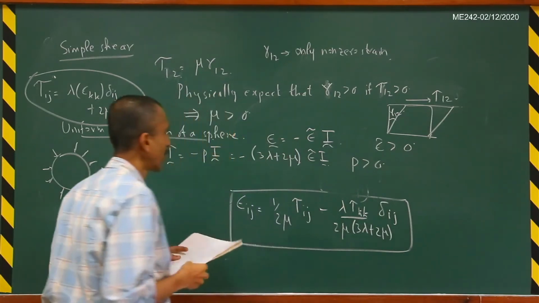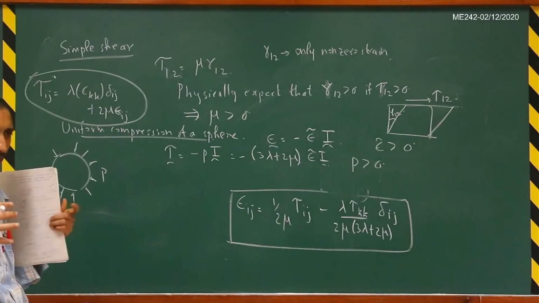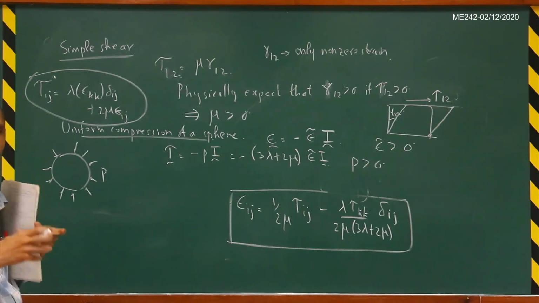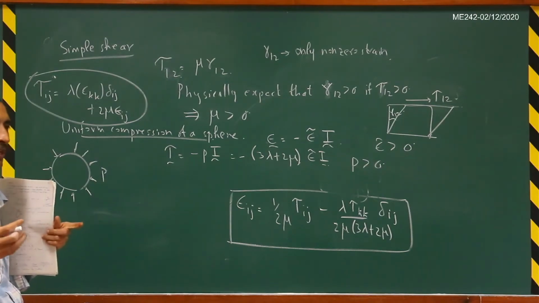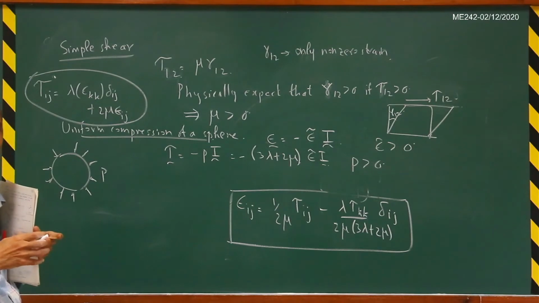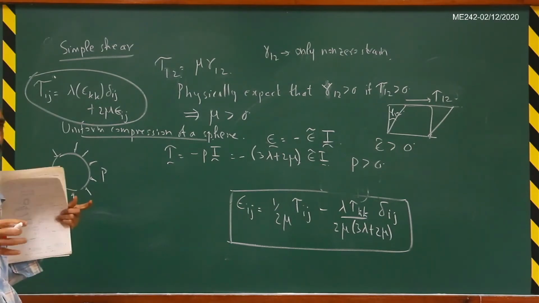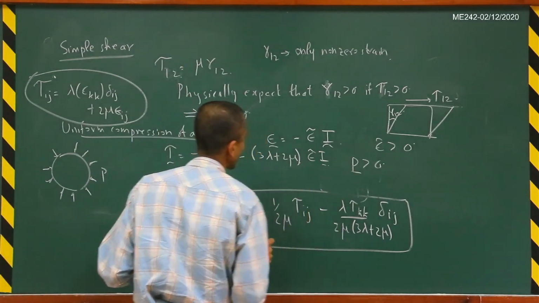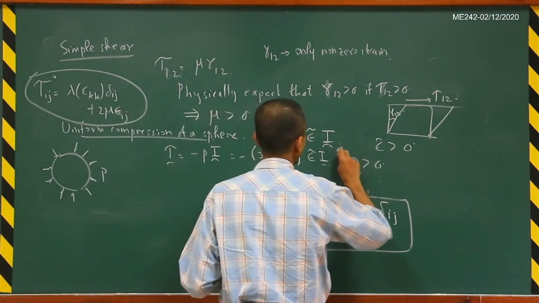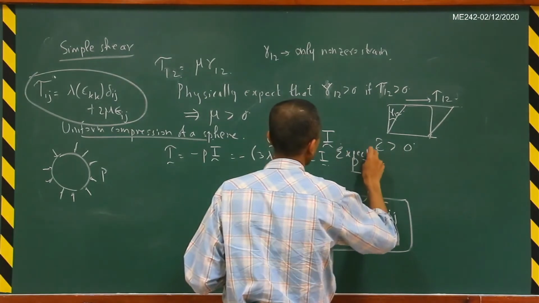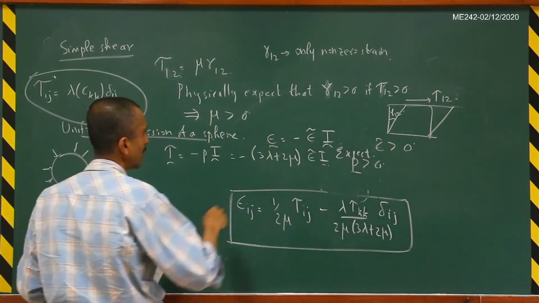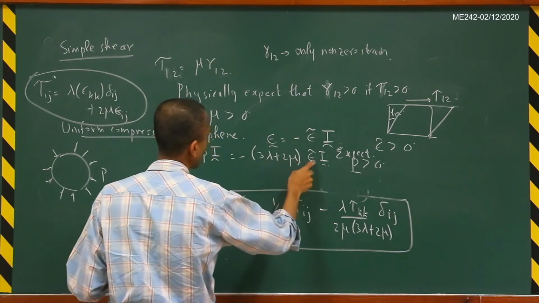So basically what we are saying is that if you apply a pressure, compressive pressure, then the material will shrink. That is what you would expect. So you do not expect physically that you are applying a compressive stress and the material expands. Correct? So that is counterintuitive. So here we expect that this p is greater than 0. Right? So this p is nothing but this 3 lambda plus 2 mu into epsilon tilde.